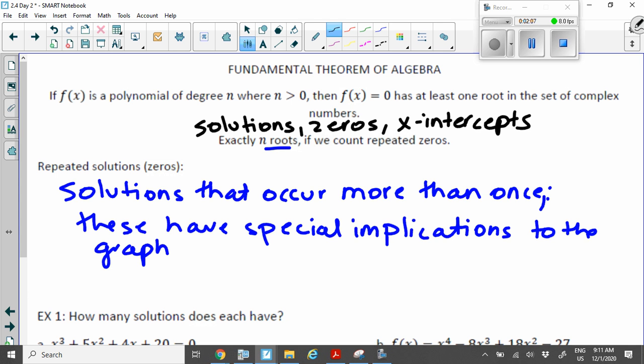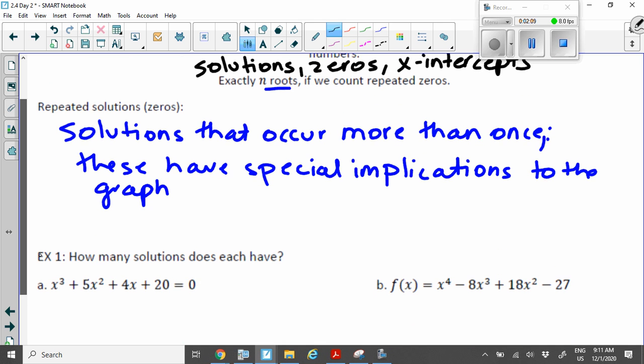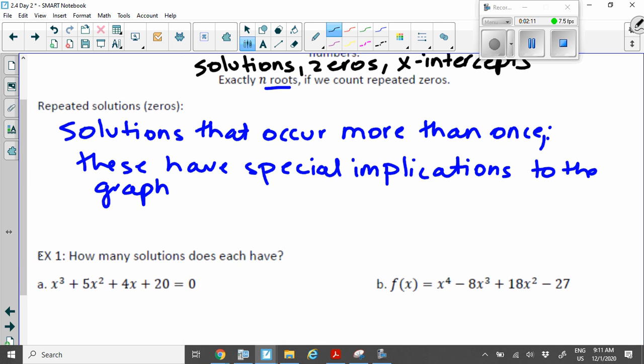Okay, let's do example 1 here. So how many solutions does each have? Okay, so we look at our first one, example 1a, we got x cubed plus 5x squared plus 4x plus 20 equals 0. We need to figure out what is the degree of this function, meaning what's the largest exponent. The degree here is 3. So that means how many solutions or roots, zeros, x-intercepts are we going to have? We're going to have 3 solutions.